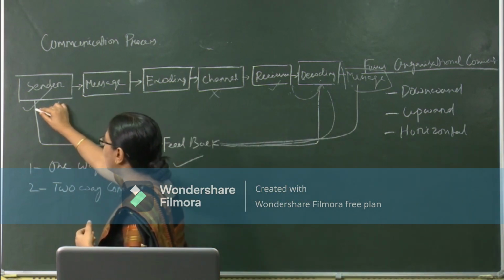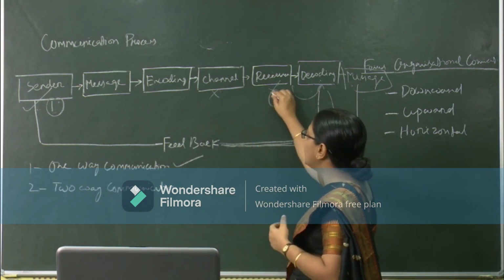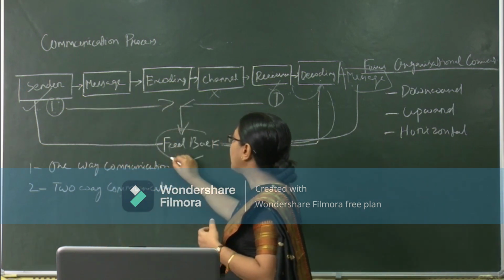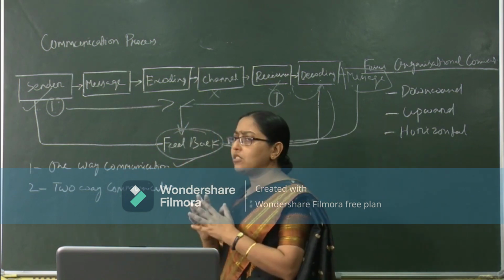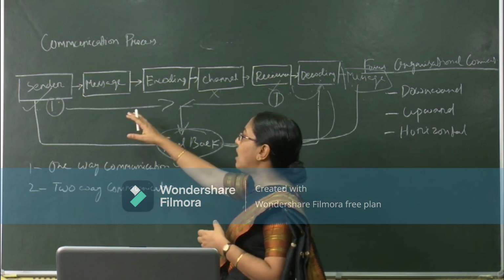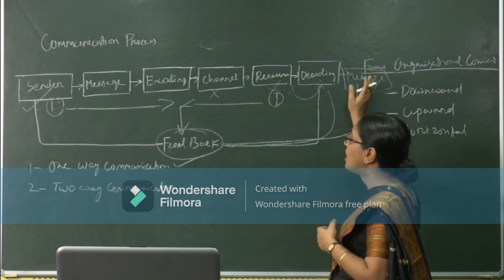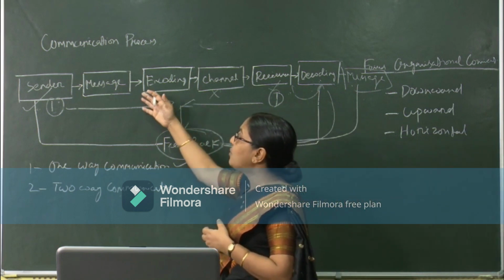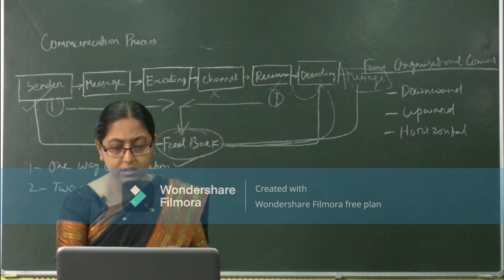Here the sender is a person and the receiver is a person, both parties interact with each other, and the feedback is received from the receiver. This is what is called two-way communication, because both parties are involved in the process. These are the elements: sender, message, encoding, channel, receiver, decoding, message. These are the elements which are used in different stages while communication between two parties takes place. So, these are the elements of communication.